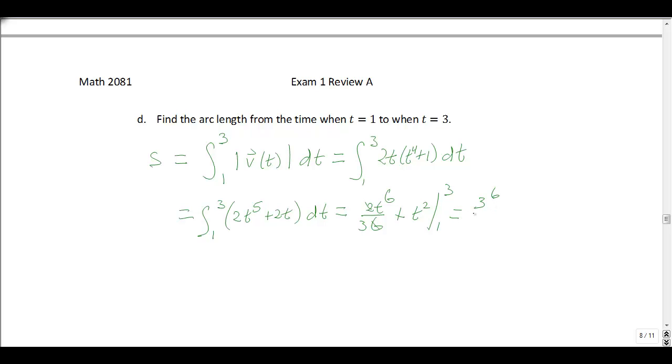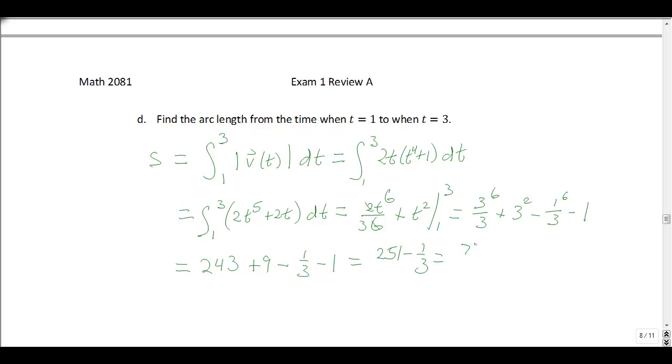So we'll get 3 to the 6th over 3 plus 3 squared, minus 1 to the 6th over 3 minus 1. So 3 to the 6th over 3, that's 3 to the 5th, which is going to be 243, plus 9 minus a third minus 1. So this would be 252, 251 minus a third.